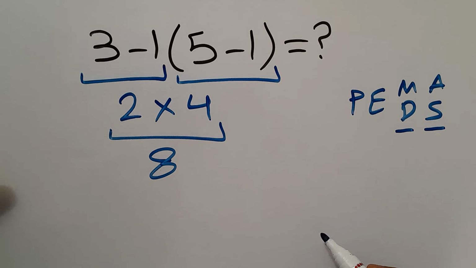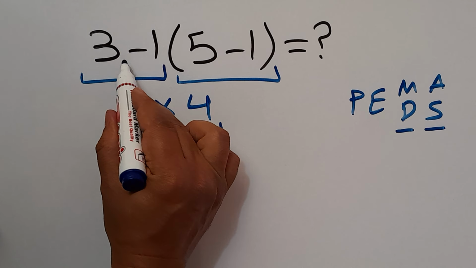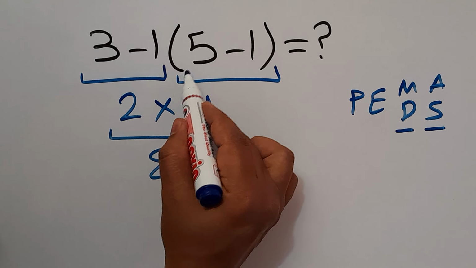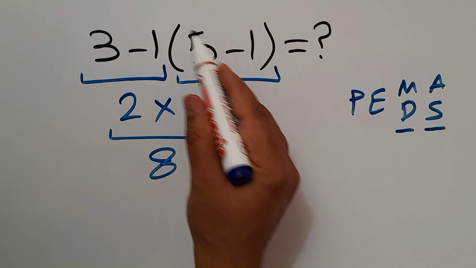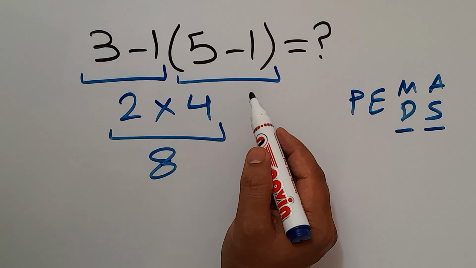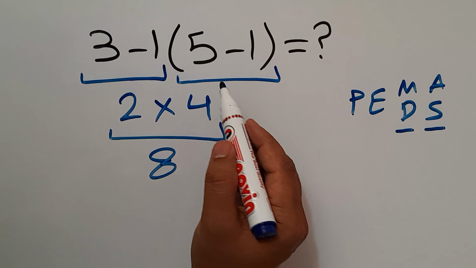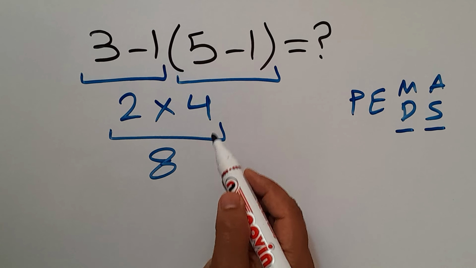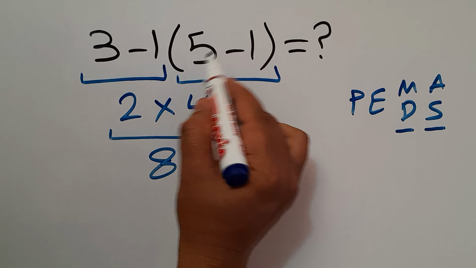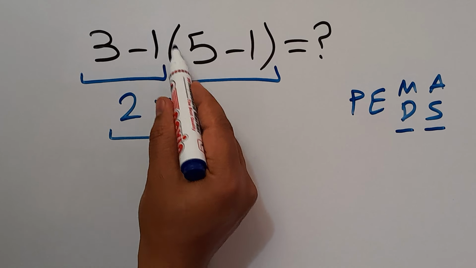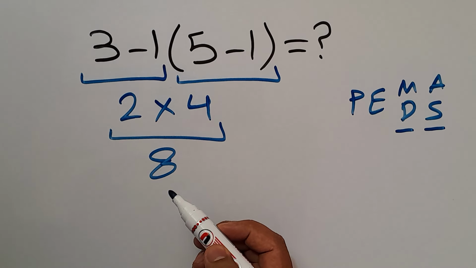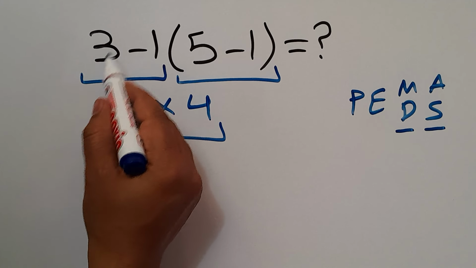So here we have one subtraction, one multiplication, and one parentheses. In PEMDAS, parentheses has higher priority than other operations. So first we have to do this parentheses. After parentheses, we have to do multiplication, okay, not this subtraction.